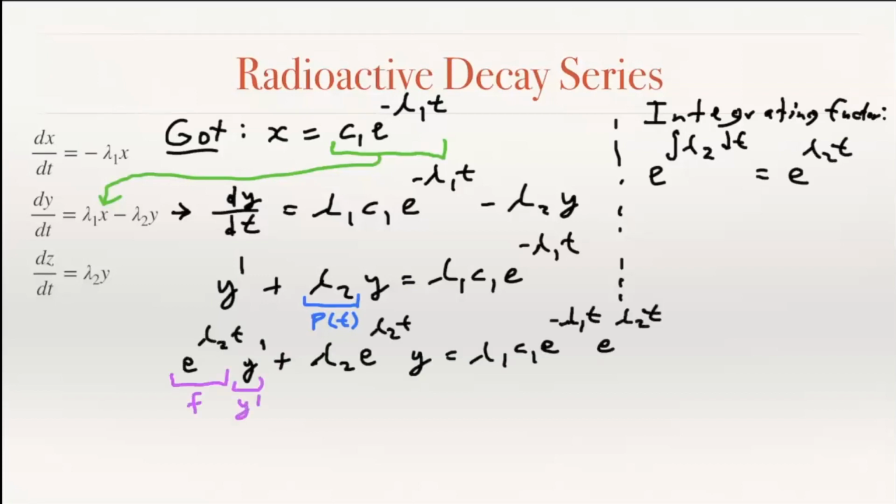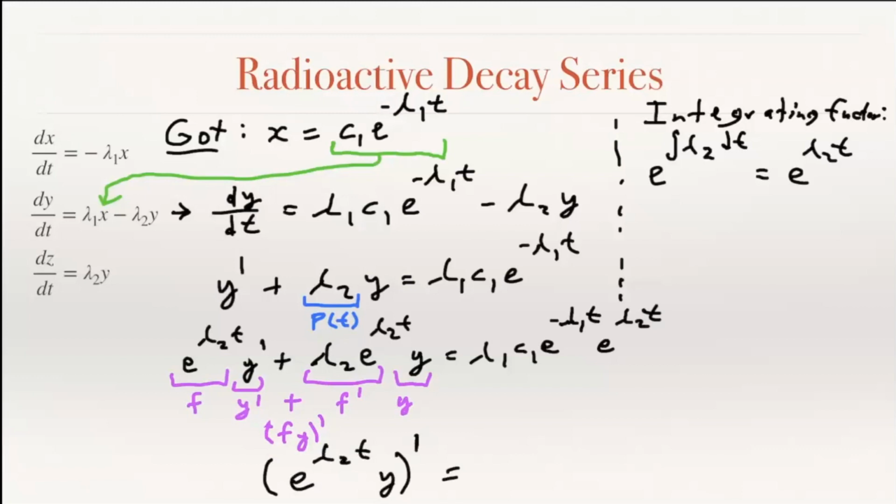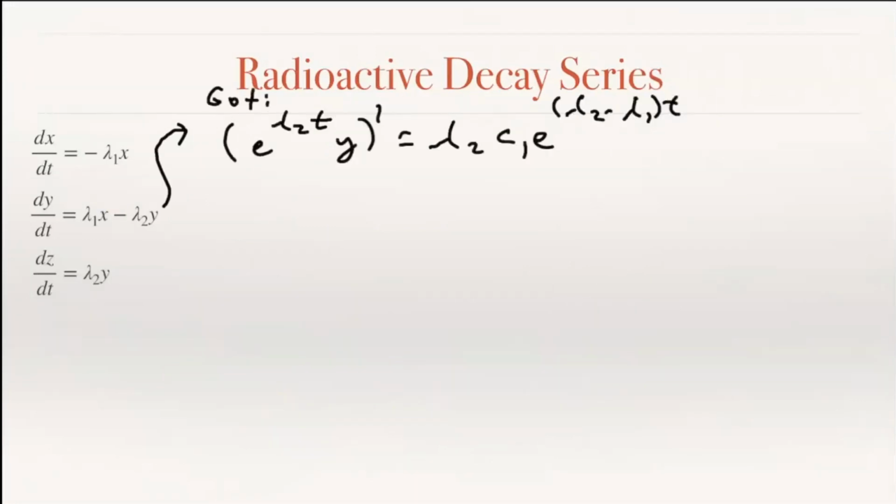And now this is f y prime plus f prime y, which on doing the product rule is (fy) all prime. So the left-hand side is that, and on the right-hand side we can use exponential laws and combine these two. And this is lambda 1 c1 e to the (lambda 2 minus lambda 1) t, since we can add these two together, and then I factored out a t. So far we got that.